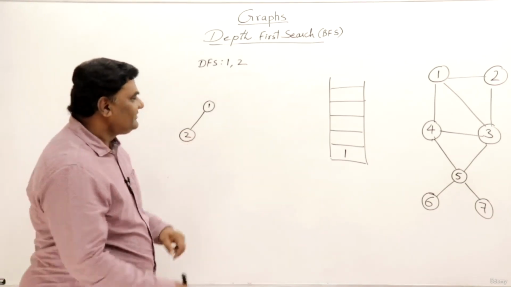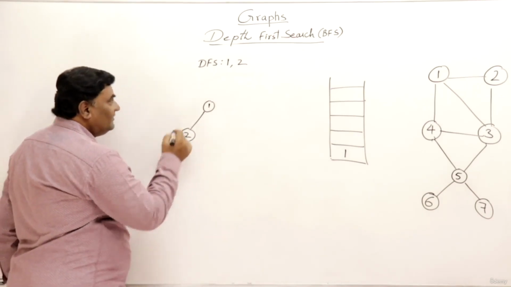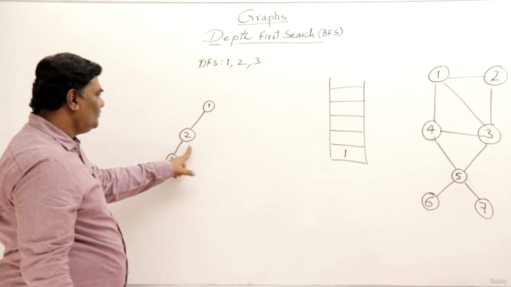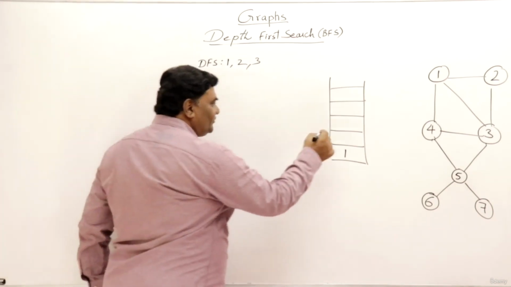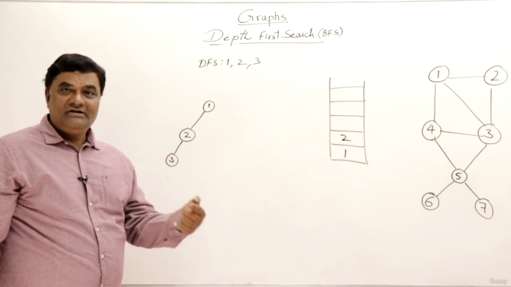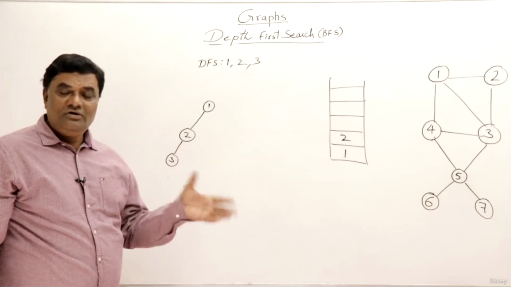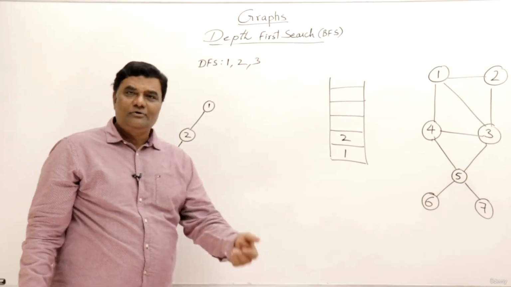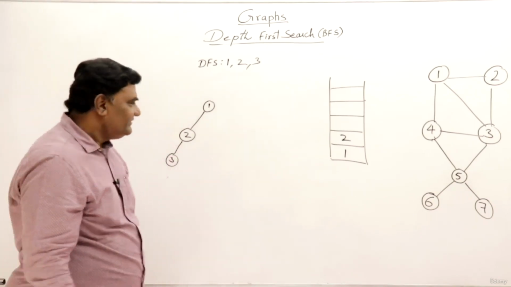From 2 we can go on 3. Okay, go on 3. Suspend exploration of 2 and start exploring 3. So 2 goes in the stack. It means whenever we get a new vertex, we will suspend the old or current vertex and we will start exploring the new vertex. Yes, that is the approach of depth first search.